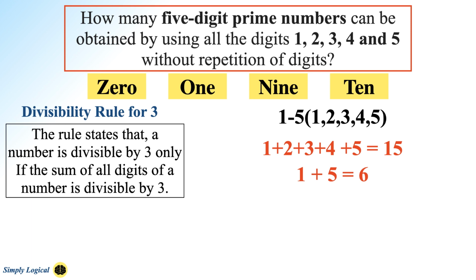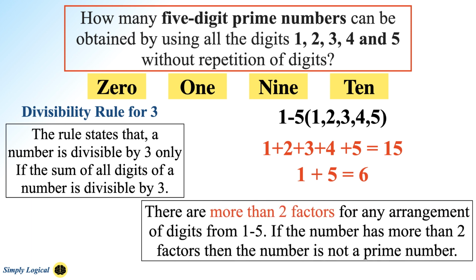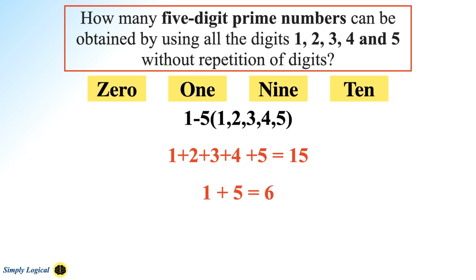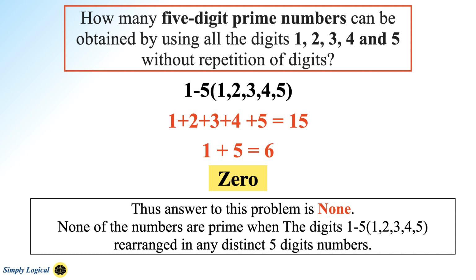Thus, there are more than 2 factors for any arrangement of digits. If a number has more than 2 factors, then the number is not a prime number. So the answer to this problem is none. None of the numbers are prime when the digits 1 to 5 are rearranged into any distinct 5-digit numbers. To summarize, the sum of the numbers from 1 to 5 is 15, and therefore the number is divisible by 3. Since the number of factors is more than 2, none of the numbers are prime.